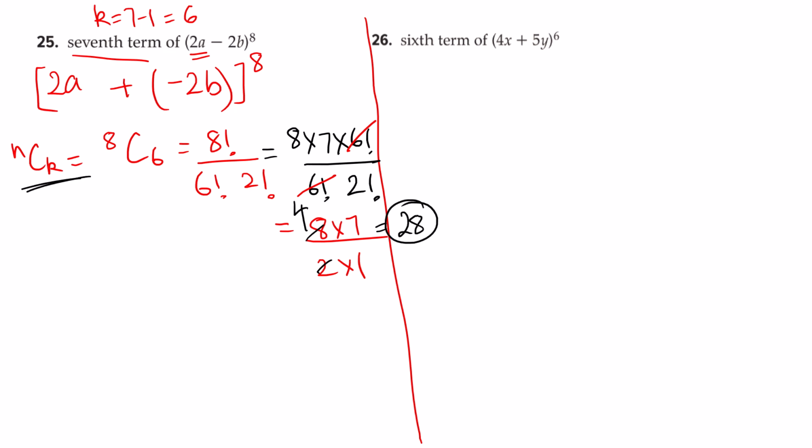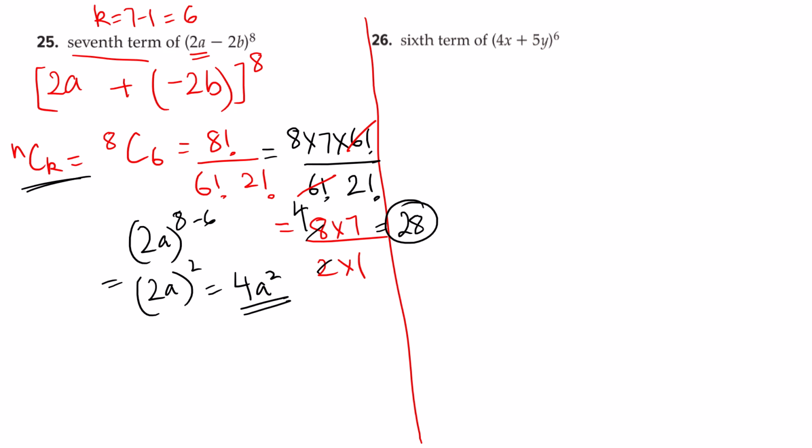Now next is the next term, which is a to the power n minus k. So a is 2a, the first term, and the power is n minus k, meaning 8 minus 6. So this will come out to be 2a to the power 2. If I simplify, 2 to the power 2 is 4a square.